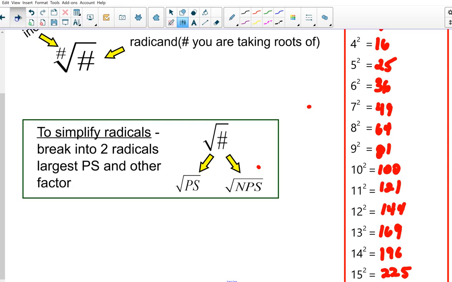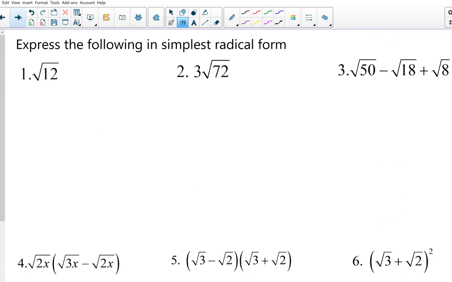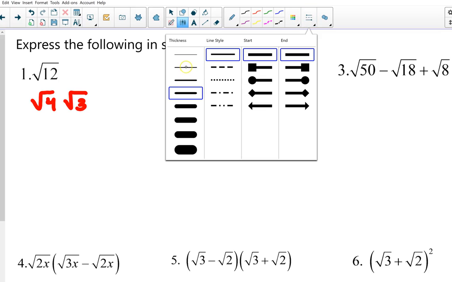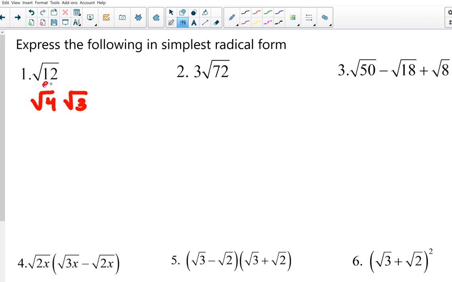So let's go through some examples of this. If I want to break up square root of 12, we know the highest perfect square in 12 is 4. So square root of 4 is the highest perfect square, and this is the non-perfect square. So the square root of 4 is 2, and square root of 3 I can't simplify further, so this is my final answer.